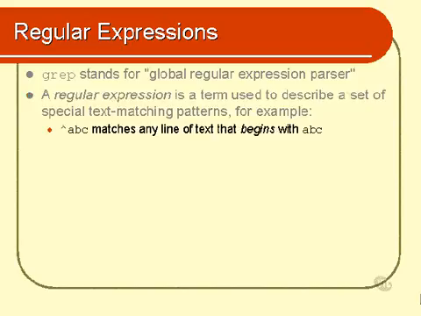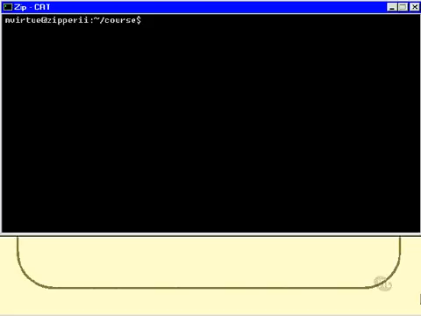The text matching pattern caret, or the little up hat symbol, matches the beginning of any line. So caret ABC matches any line of text that begins with ABC. Let's have a look at that in action using grep. I have a text file called sample in the current directory, and I'm going to search that file for lines that begin with ABC. Now let's see if there are any.